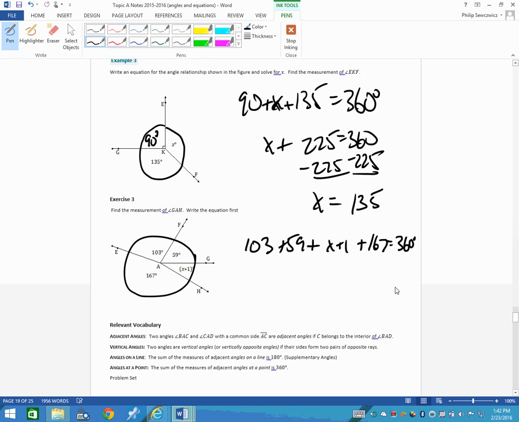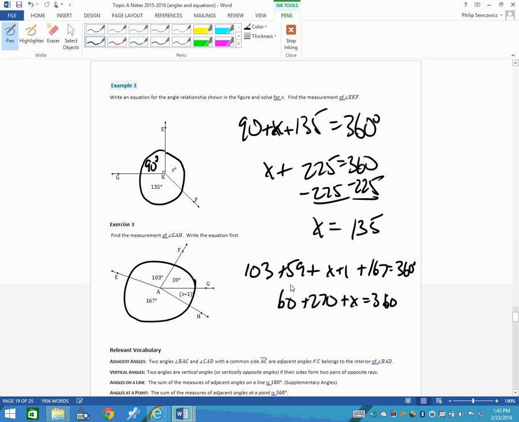And I know what you're thinking. You're thinking, let's reach for the calculator. But no, there's no need for that. Look at this. 59 and 1 is 60. 103 plus 167 is 270. And then I've got x equals 360. 60 and 270, yeah, 330 plus x equals 360, and then I can subtract it from both sides.